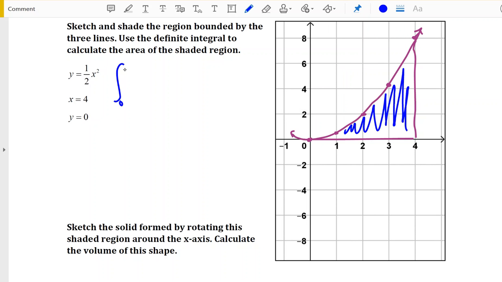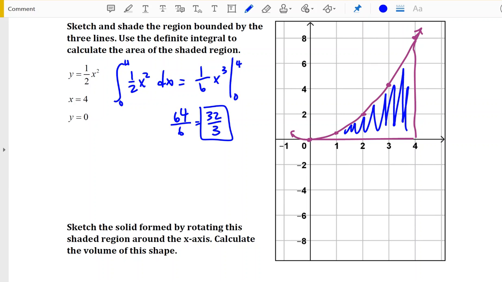It's going to be from 0 to 4 of 1/2 x squared. The antiderivative of that is 1/6 x to the third, again from 0 to 4, and plugging 4 into that we get 64 over 6, or 32 over 3. So there's the area of our shaded region.